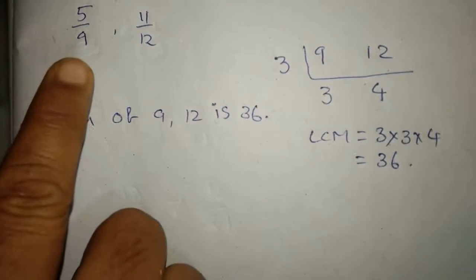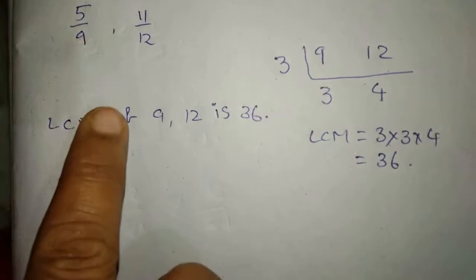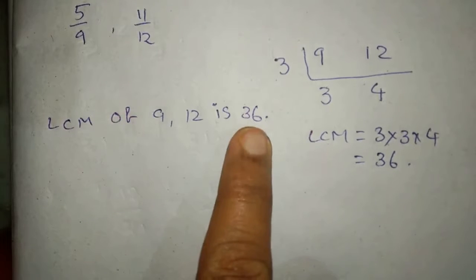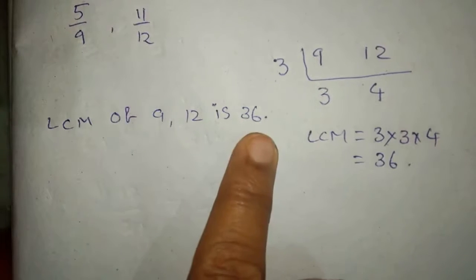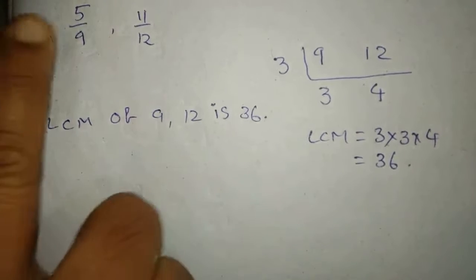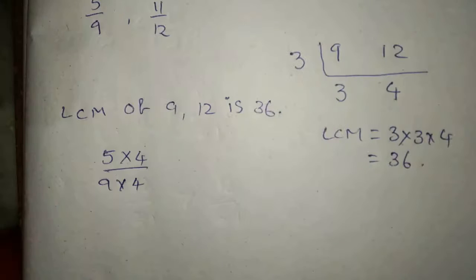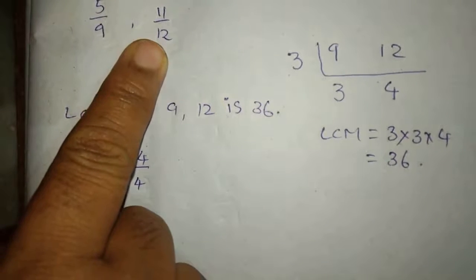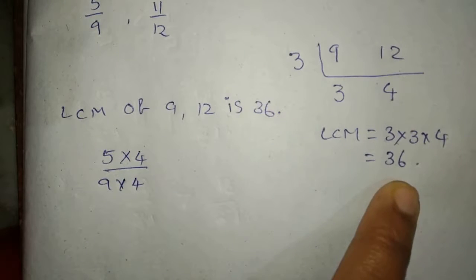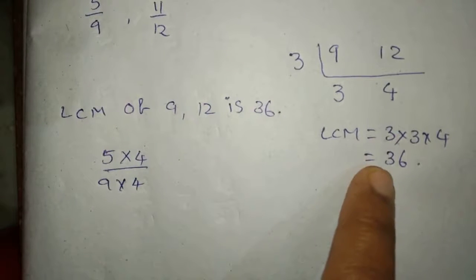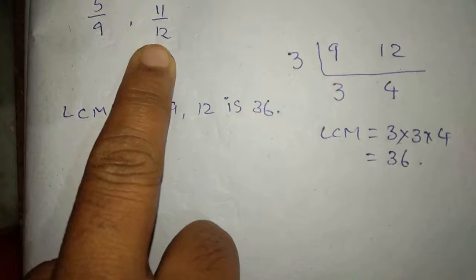Now in 5 by 9 we take the denominator 9. In 9, how many times do we get 36? That is 4 times. 9 4s are 36. So we multiply both numerator and denominator by the same number 4. Now in the second fraction the denominator is 12. How many times does 12 make 36? That is 3 times. 12 3s are 36. So we multiply both numerator and denominator by the same number 3.